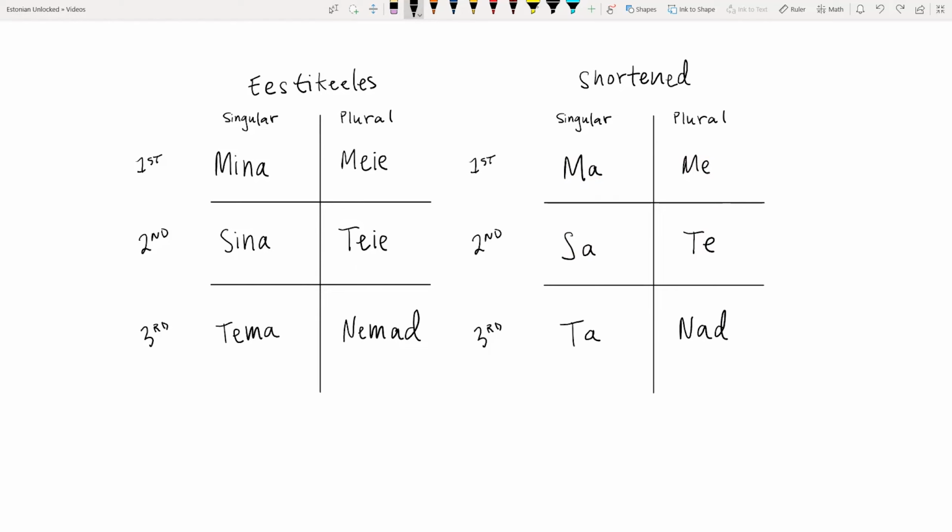While the long and the shortened versions of each of these personal pronouns can be used interchangeably, the long version is often used for emphasis, while the shortened version is often used as the default.